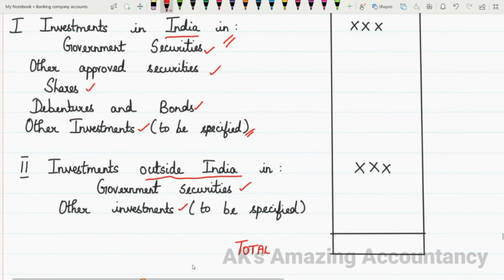Now find out the total. Whatever total you get here, that will be the total of what? That will be the total of schedule 8. You'll be having the total here, which will give you the total of schedule 8.